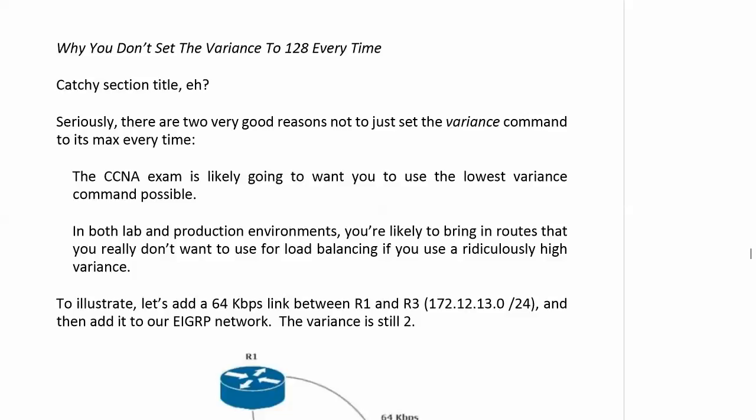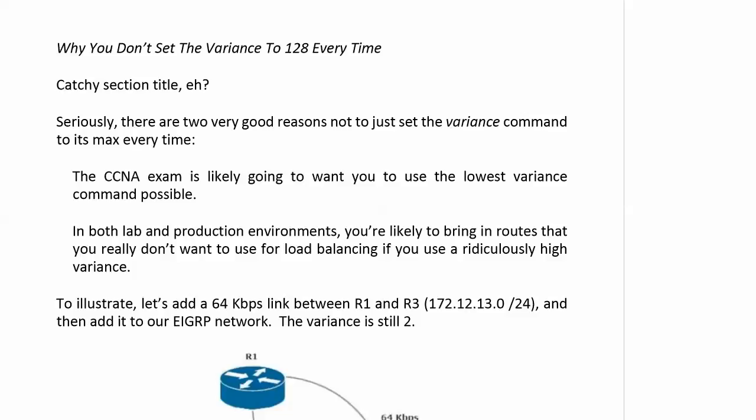The CCNA exam is likely going to want you to use the lowest variance command possible, or the lowest variance value. Then I would anticipate that any future Cisco exams you take, and perhaps non-Cisco exams, will want you to do the same thing, because they want you to demonstrate that you know what's going on with the variance command. That's fair enough. Also, in lab and production environments, if you just do a ridiculously high variance, then you're likely to bring in routes that maybe you don't want to use for load balancing. There is no hard and fast rule for that, but I want you to see the impact, and it's something that in a production and a lab environment I would keep an eye on.